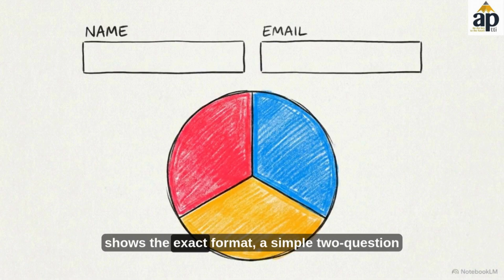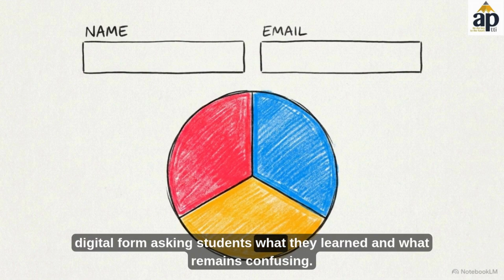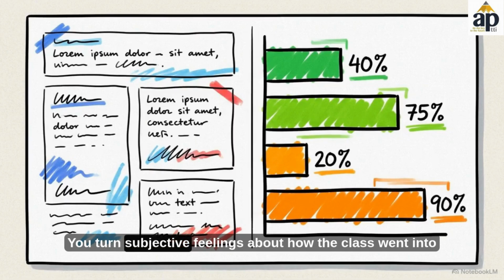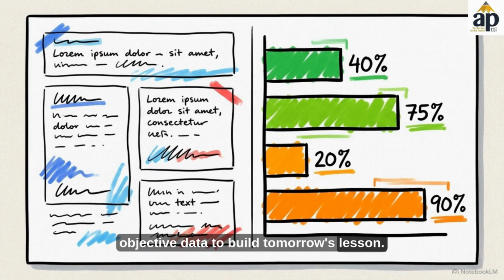This mock-up shows the exact format, a simple 2-question digital form asking students what they learned and what remains confusing. This final step closes the operational loop. You turn subjective feelings about how the class went into objective data to build tomorrow's lesson.